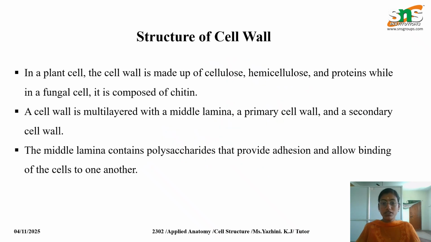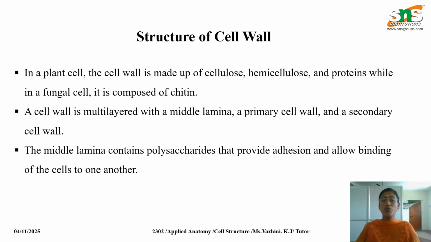Human, that is animal, cells do not have a cell wall. That's a key difference from plant and fungal cells. In plants, the cell wall is made up of cellulose, hemicellulose and proteins. There is a multi-layered middle lamella for cell adhesion, made of polysaccharides. The primary cell wall is flexible, and sometimes a secondary cell wall is stronger with more cell mass. This rigid wall gives plants their structure.